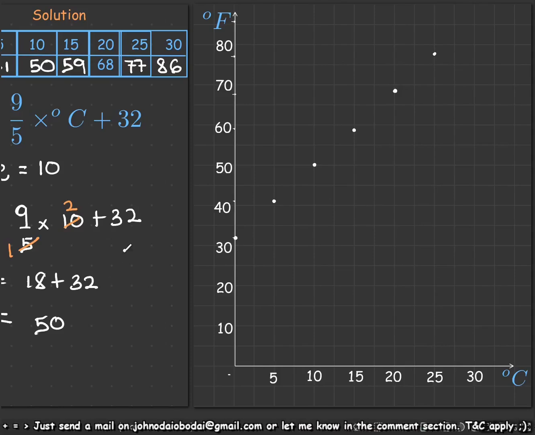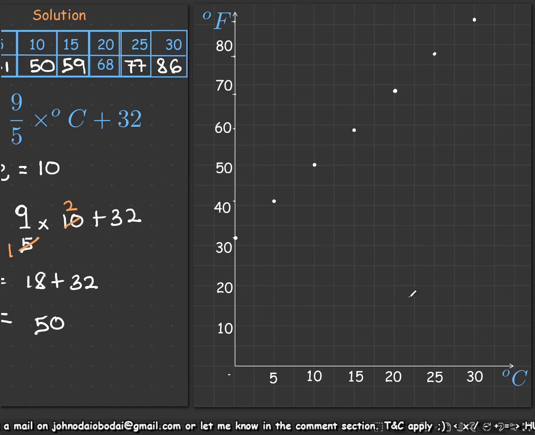Okay. Then the last one is 30, what, 86. So on our 30, we move up to where it touches what, 86, and that is going to be here. Now, if you finish plotting all these points, what you do is you draw a straight line through it.